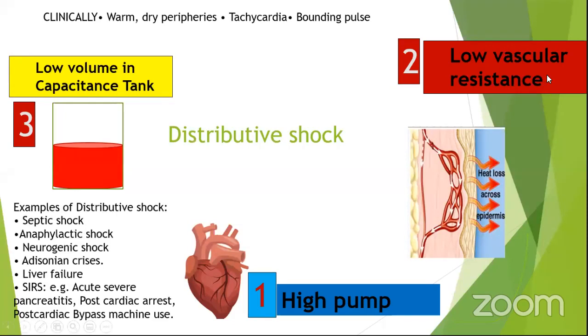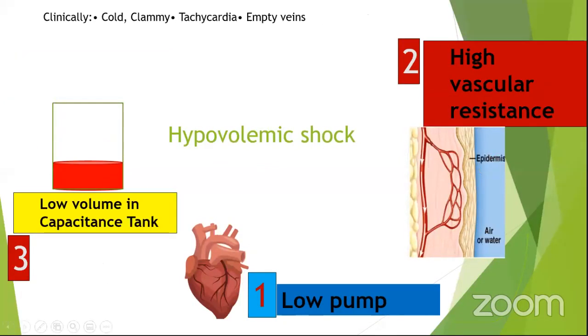So here, distributive shock. What are the examples for that? As we mentioned, anaphylactic, neurogenic, adrenal crisis, liver failure. All of these can be causes. So here we will go to the other scenario. In this scenario, they have a low pump and high vascular resistance. At the same time, they have a low volume capacitance tank. So what is the main category here? We can just write it in the chat: distributive or resistive.